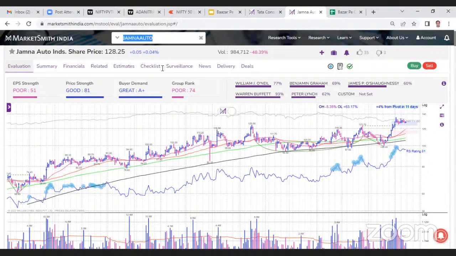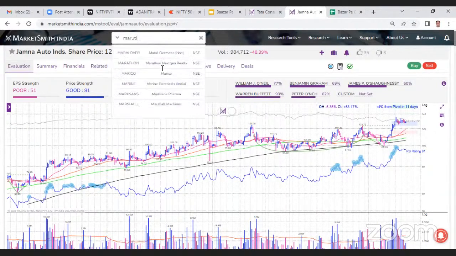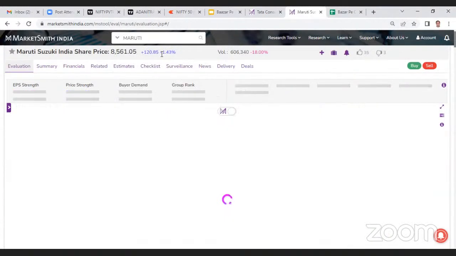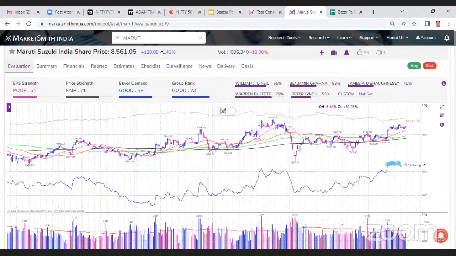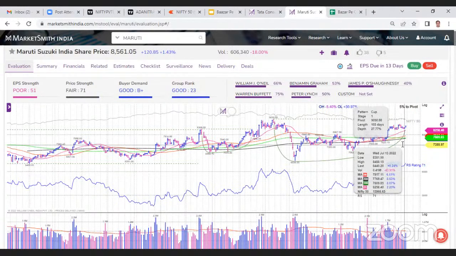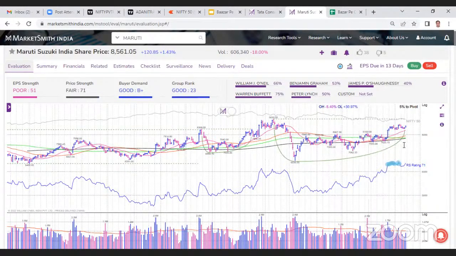Next, Maruti. Maruti is also in a bullish trend, and the auto index is already comfortably trending above 12,000, 12,100. If the auto index holds above that level, Maruti will also gain in the coming days and weeks. Meanwhile it is positive only, no doubt at all.